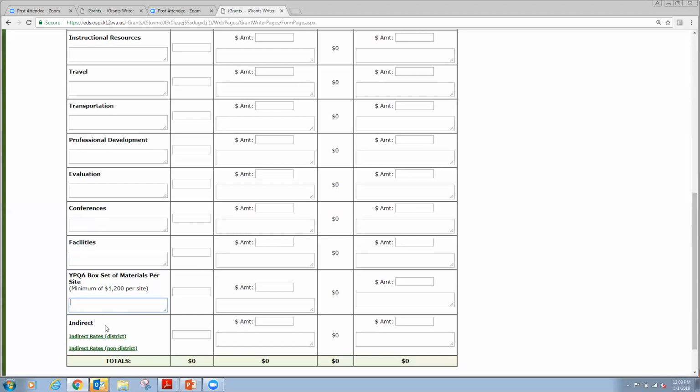And then the indirect rates down here, yes, you can claim indirect rates. And it's different for community-based organizations and ESDs and community colleges than it is for school districts. And we use the federal restricted indirect rate. So that's the column that you'll want to look at when you're looking for it in these hyperlinks.